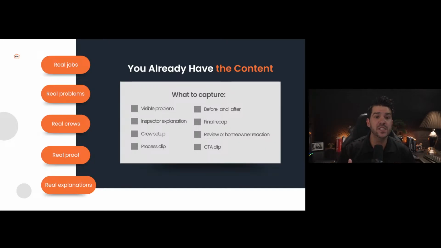Something as simple as, today we looked at a basement where water was entering after heavy rain. We checked the insides, the outsides, the drain, the wall conditions, so homeowners could understand what was causing the issue and what options made sense.